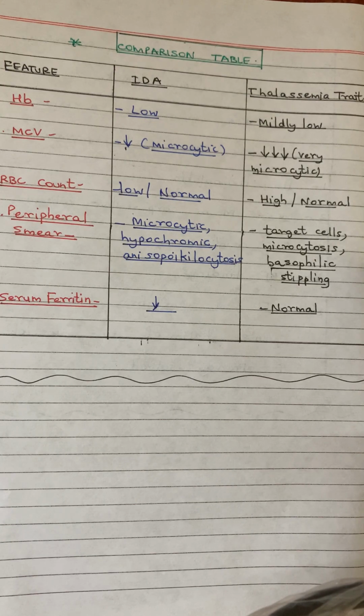Peripheral smear shows microcytic hypochromic red cells in IDA, and there is anisopoikilocytosis, that is variation in size and shape of the red cells. But the PBF picture of thalassemia trait is different. You can see target cells, microcytosis, basophilic stippling. One important parameter is the serum ferritin. This is low in IDA and normal in thalassemia trait.